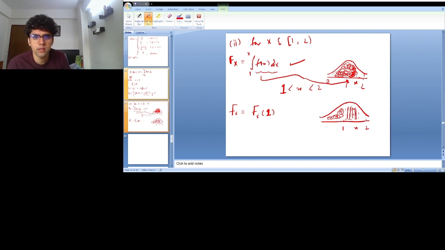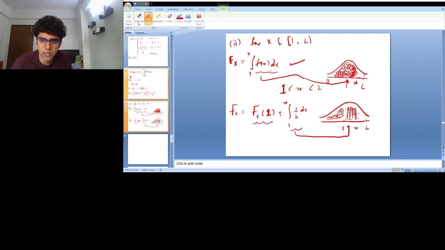So this area is given by this integral, from 1 to x, and my PDF for x lying between 1 and 2 was, I'm just seeing the previous slide here. From 1 to x I have half, right? So half is my PDF. So the second expression gives me this area from 1 to x, and this expression, which is the CDF of 1, gives me this whole area.